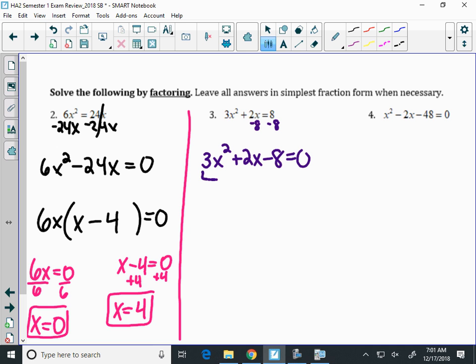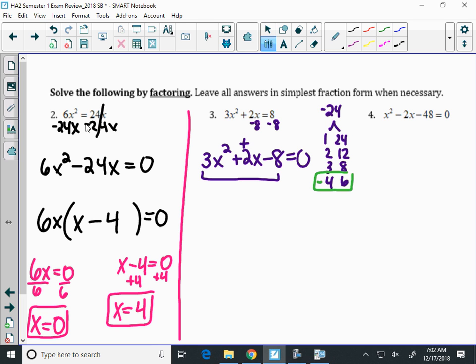I have 3 terms. So I need to find 2 numbers that multiply to -24 and add to the middle number of 2. So if I write out my factors for 24, I'd have 1 and 24, 2 and 12, 3 and 8, 4 and 6. Some that will give me a sum of 2 would be -4 and +6. Okay, -4 times 6 would be -24, and those add to 2.